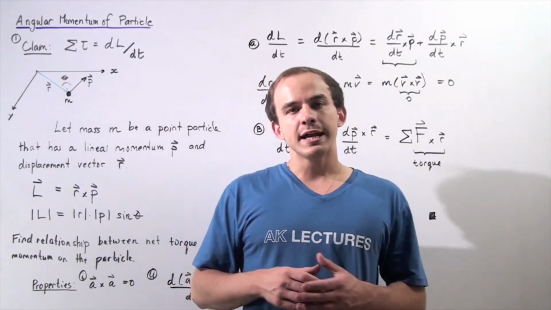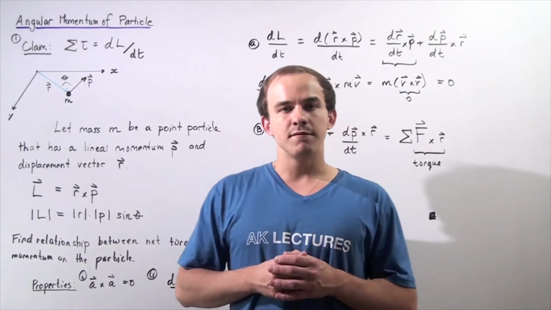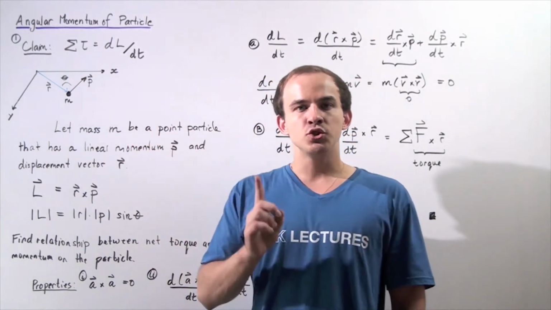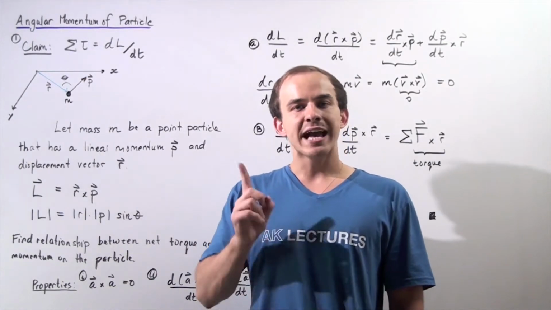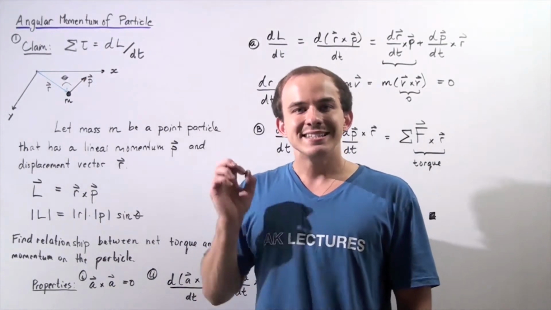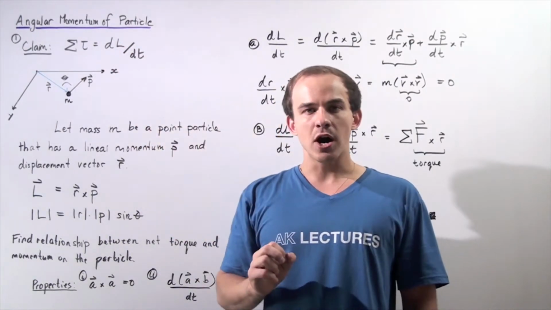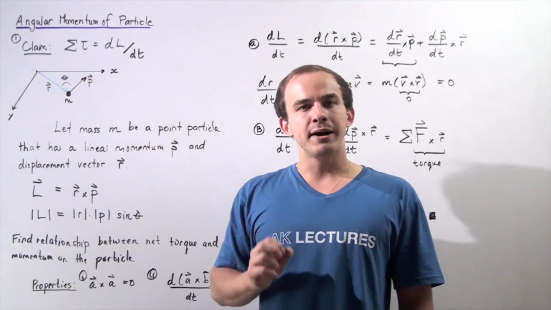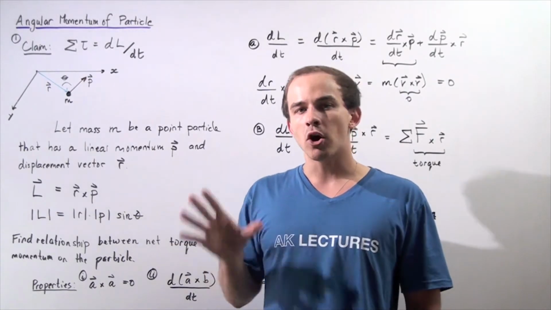In an earlier lecture, we began our discussion on angular momentum of an object, and we gave the following relationship between the net torque and the angular momentum. The net torque acting on the object is equal to the derivative of the angular momentum function with respect to time. So dL divided by dt is equal to the net torque acting on that point particle.